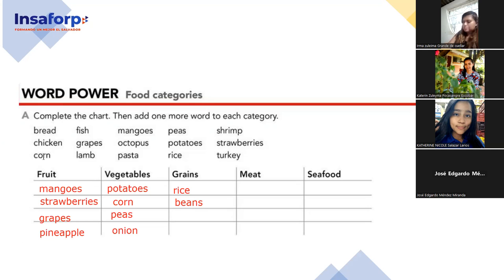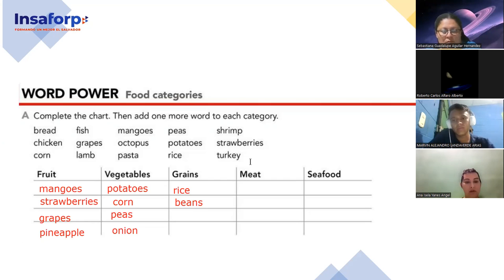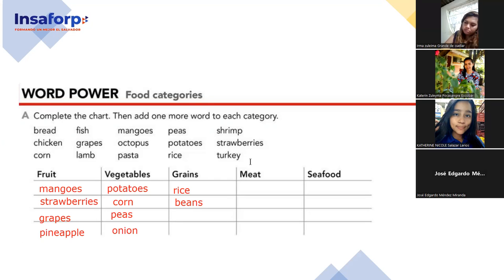Corn? No. Corn is like elote loco, so that's why we have it here in a vegetable. Yes. What else? Wheat. Excuse me? The wheat. Oh, this one, fish? Or peas?